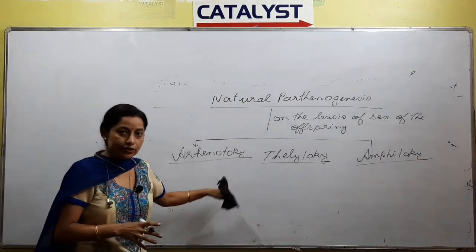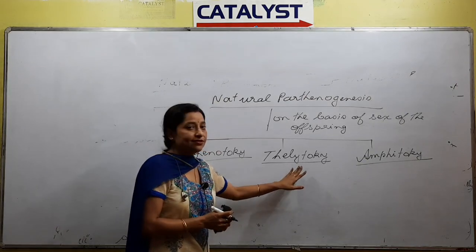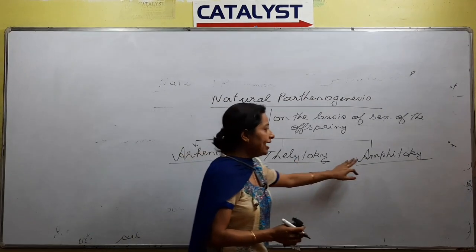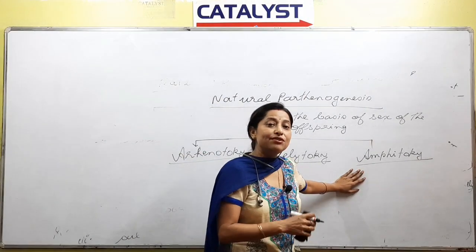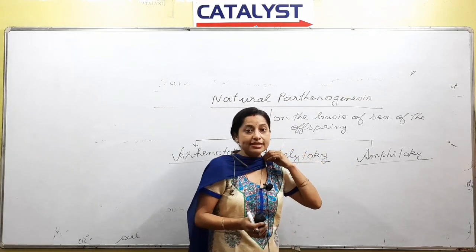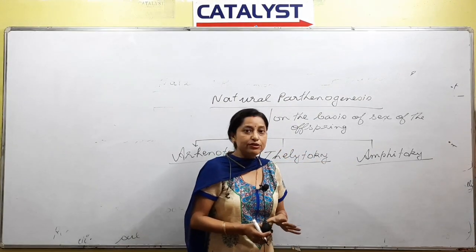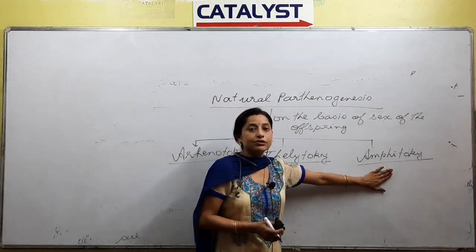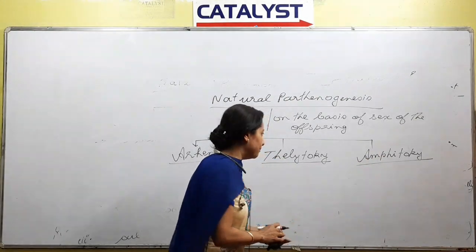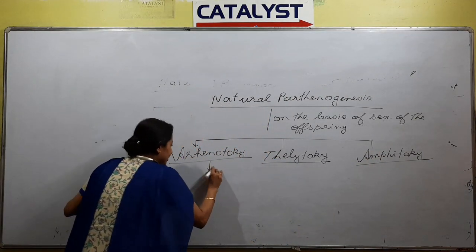arrhenotoky. If the offspring is always a female, that is called teletoky. And if the offspring can be either male or female, meaning the process can produce a male or a female, then that process we will call amphitoky. Right? So what is arrhenotoky? Only males are produced.